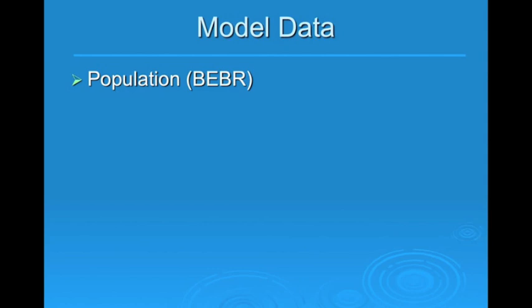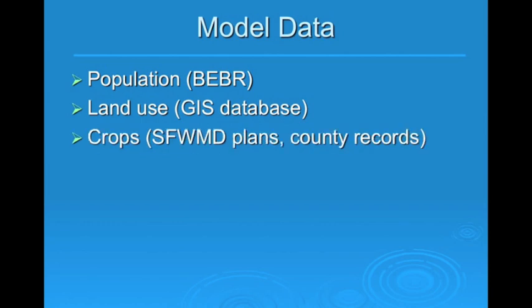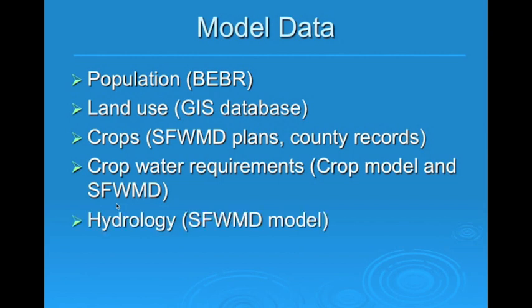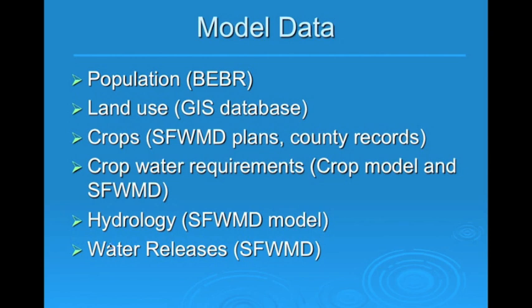So let's talk about model data. First, population, which was provided by the Bureau of Economic and Business Research in Florida. Land use, we had a very good GIS database throughout the time period that we looked at. Agricultural crops we picked up from some of the district plans and also from county records, crop water requirements using crop models, and also data from the South Florida Water Management District. The hydrology was pretty much obtained from the district modeling team, as well as the projected water releases, primarily from Lake Okeechobee.